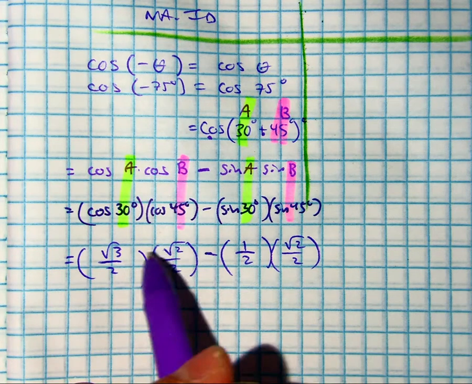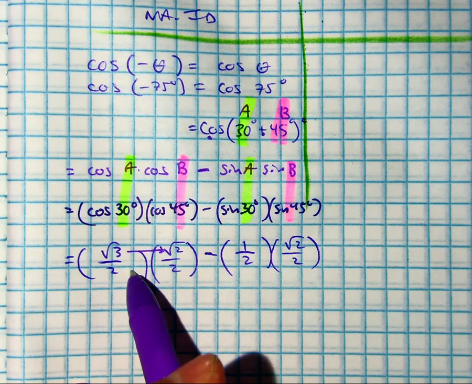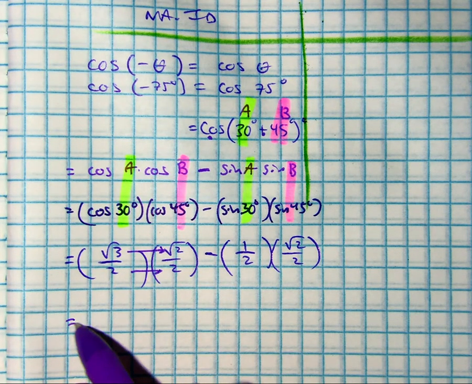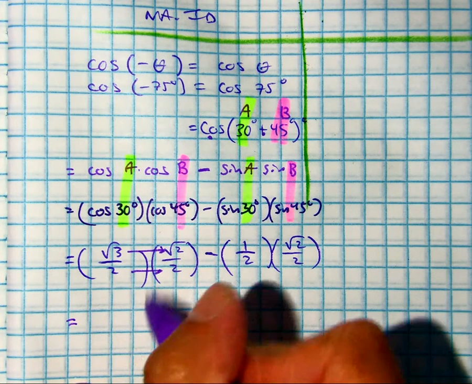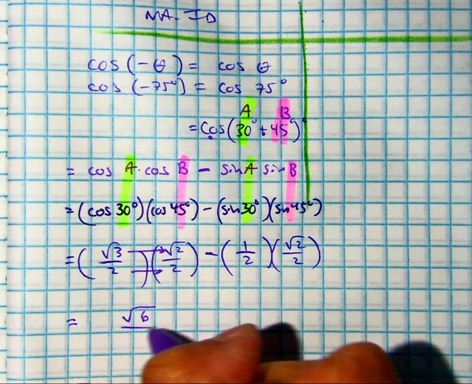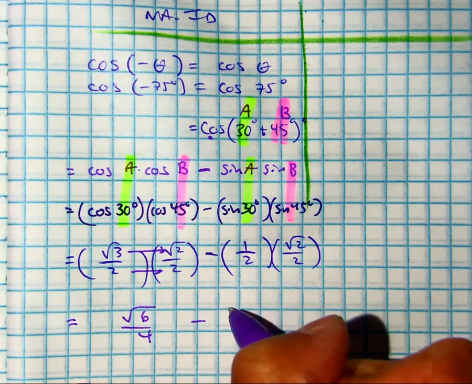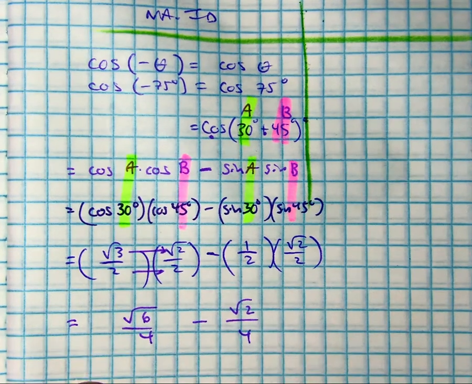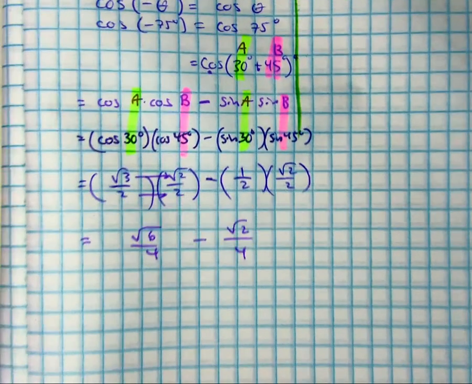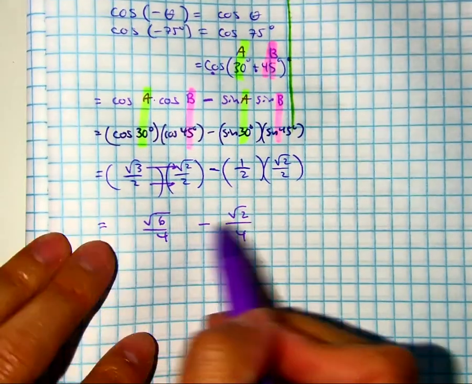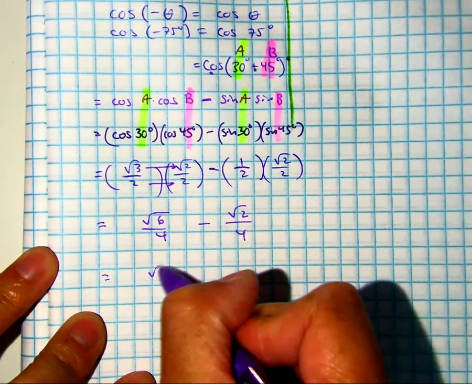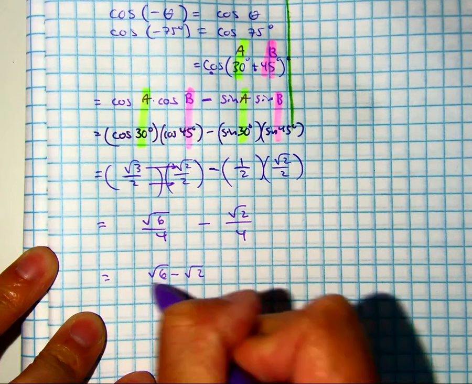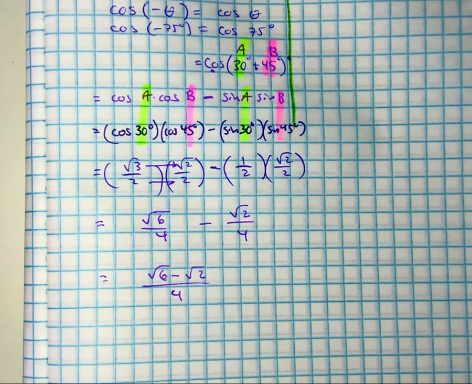So basically what I'm going to do now is just multiply across. Because they're both radicals, then I have radical 6 over 4 minus radical 2 over 4. These are not like terms, so I cannot combine them. So it's radical 6 minus radical 2 all over 4. And this would be my answer.